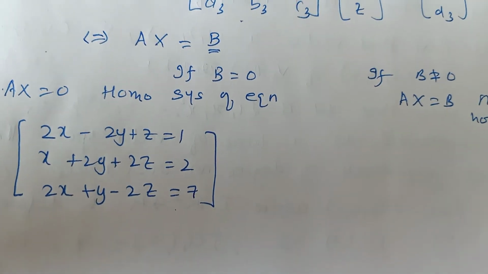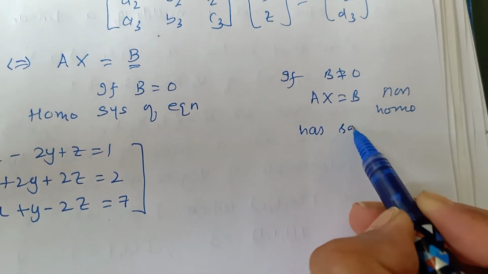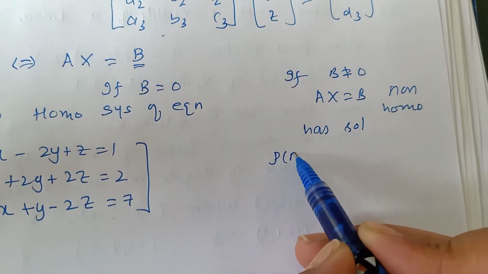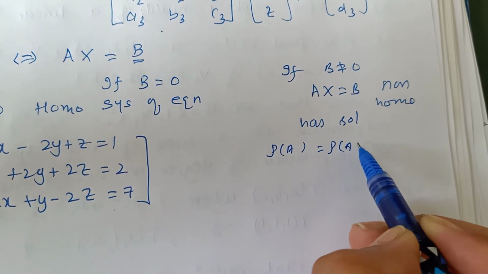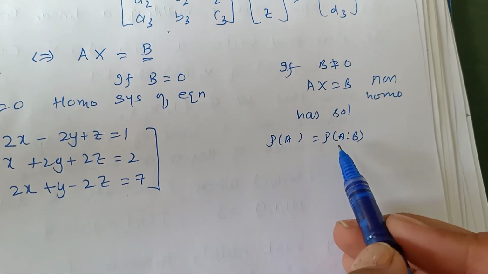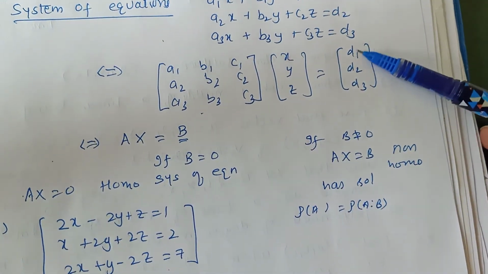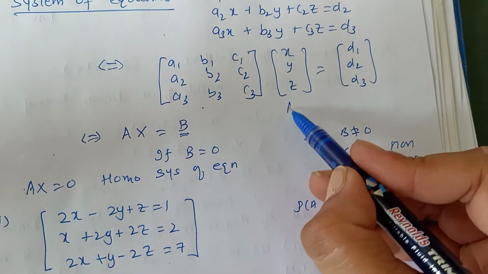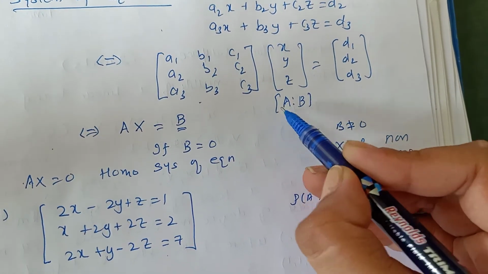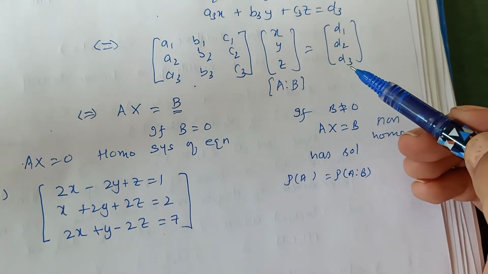Before proceeding to the example, let me tell you that this system has a solution only when the rank of A and the rank of A augmented B are equal. So what is this A augmented B? A augmented B is this matrix A including this column B. So A augmented B is a matrix. In this case it will be a 3 rows and 4 column matrix.